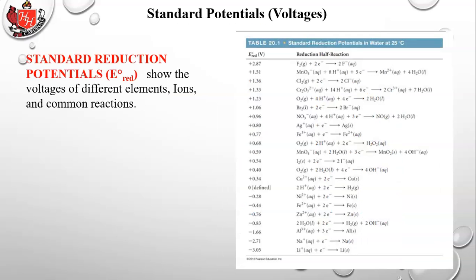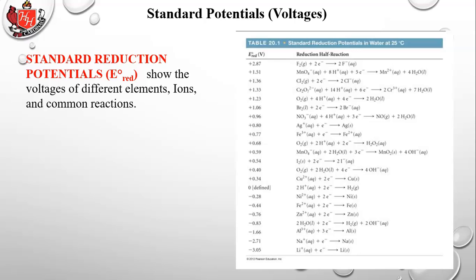Okay, so standard reduction potentials, and that uses the symbol E. That stands for electromotive force. The little circle means standard. So standard means it's either 1 molar concentration, 1 atmosphere of pressure, and almost always 25 degrees, which is room temperature. So standard reduction potentials show the voltages of different elements, ions, and common reactions.